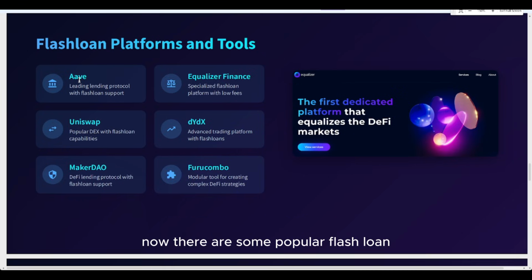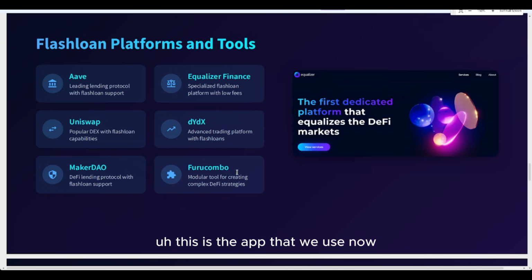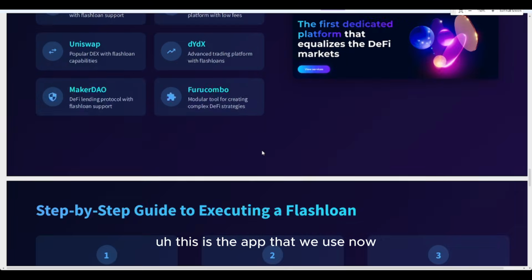Now there are some popular platforms for flash loans. We have Aave, Uniswap, MakerDAO, Equalizer Finance, dYdX, and Furucombo. Some of these sites don't work. I don't know why. Now you can get access to all these sites via Furucombo. This is the app that we use.